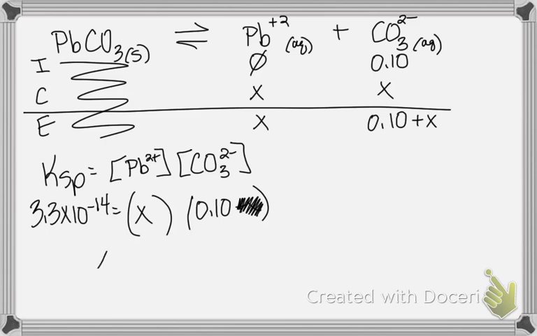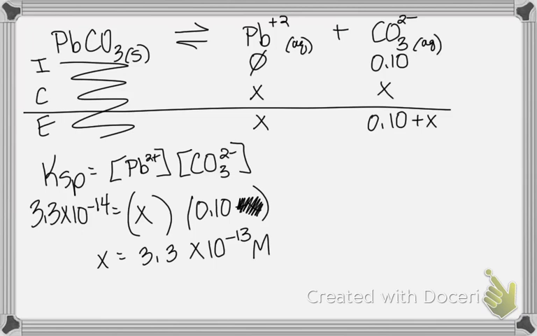So we solve for x. To solve for x, you simply take 3.3 times 10 to the minus 14 and divide it by 0.1. And for x, we get 3.3 times 10 to the minus 13 molar. And you can see that if we had that number to begin with and plugged it in for x, it would not have mattered to that equation. And so that's the molar solubility of lead 2 carbonate in a solution with a common ion.